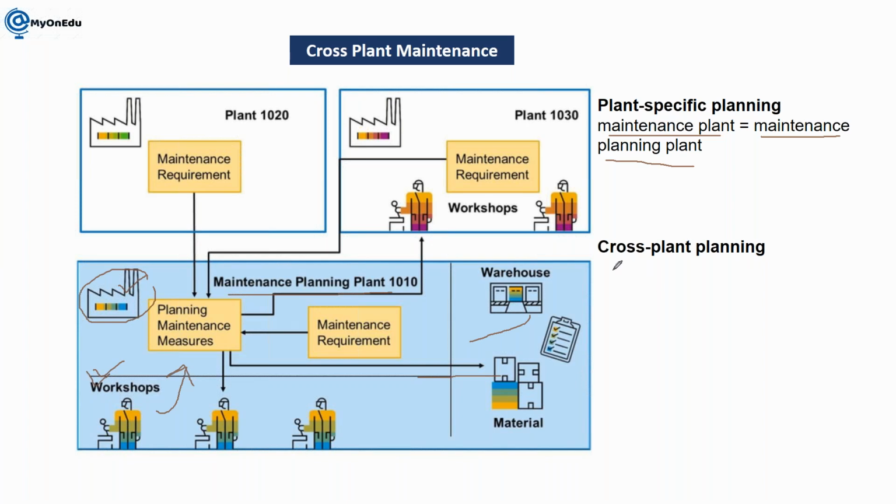Sometimes there is cross-plant planning. Let's say this is your plant 1020. Whatever maintenance needs to be done has to be done by the planning plant 1010. So here it is the maintenance plant, however your planning plant is 1010.